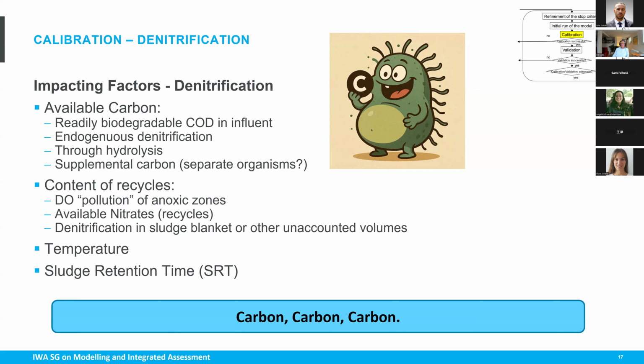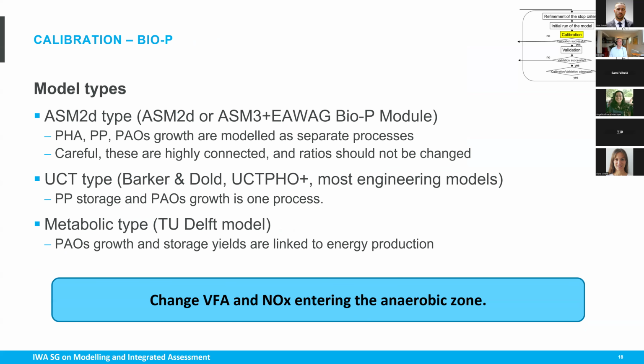And if you are modeling BioP, that is really the key. Yeah. Again, temperature is important, and then the sludge retention time as well. For BioP, there are so many models that I cannot really specify model parameters. I distinguish here three different types of BioP models. The first one is the ASM2D type, so that's the original ASM2D, or ASM3 plus BioP module and others. And in academia, ASM2D is still widely used.